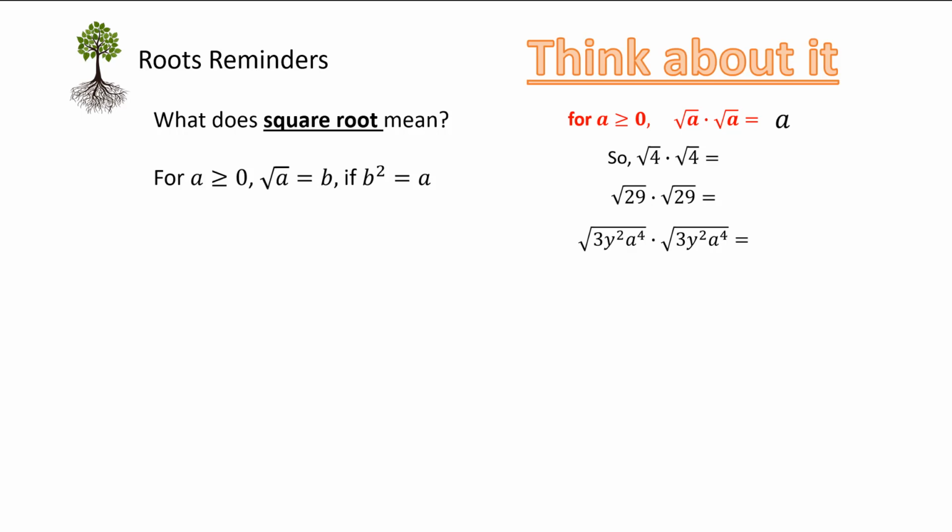Square root of a times square root of a is a. Square root of 4 times square root of 4 is 4. Square root of 29 times square root of 29 is 29. Square root of 3y squared a to the 4th times square root of 3y squared a to the 4th is 3y squared a to the 4th. My point is that it's the number you multiply by itself to get whatever number is under the radical.